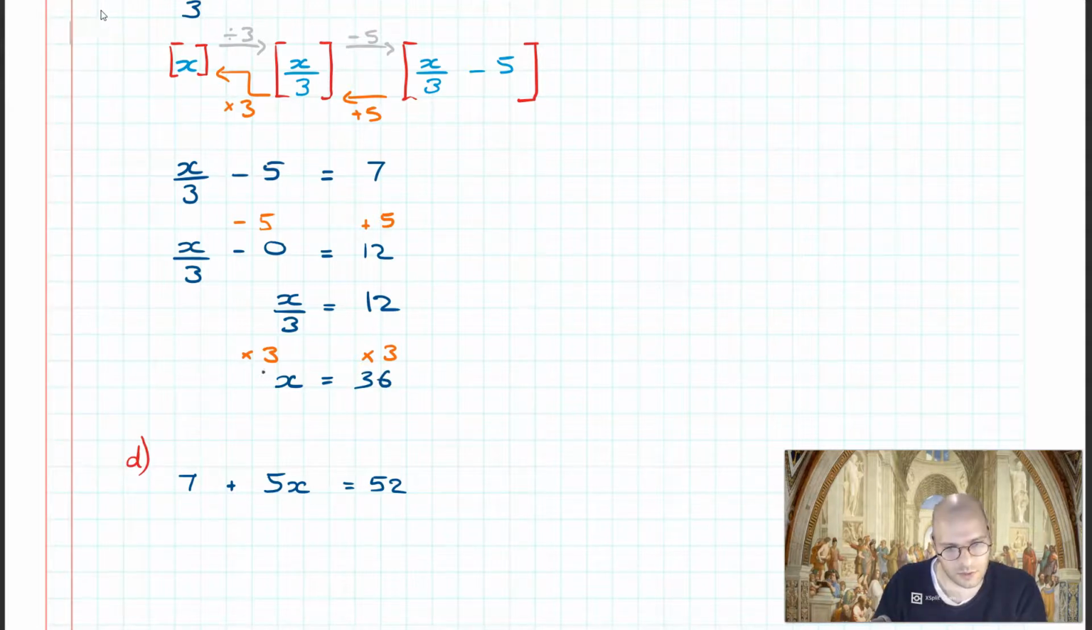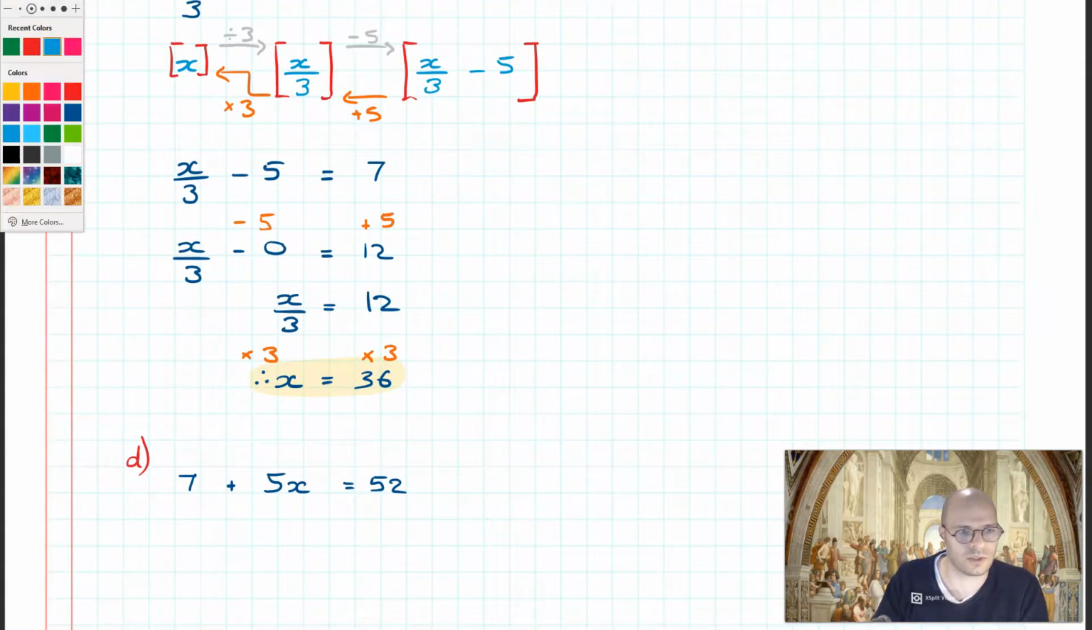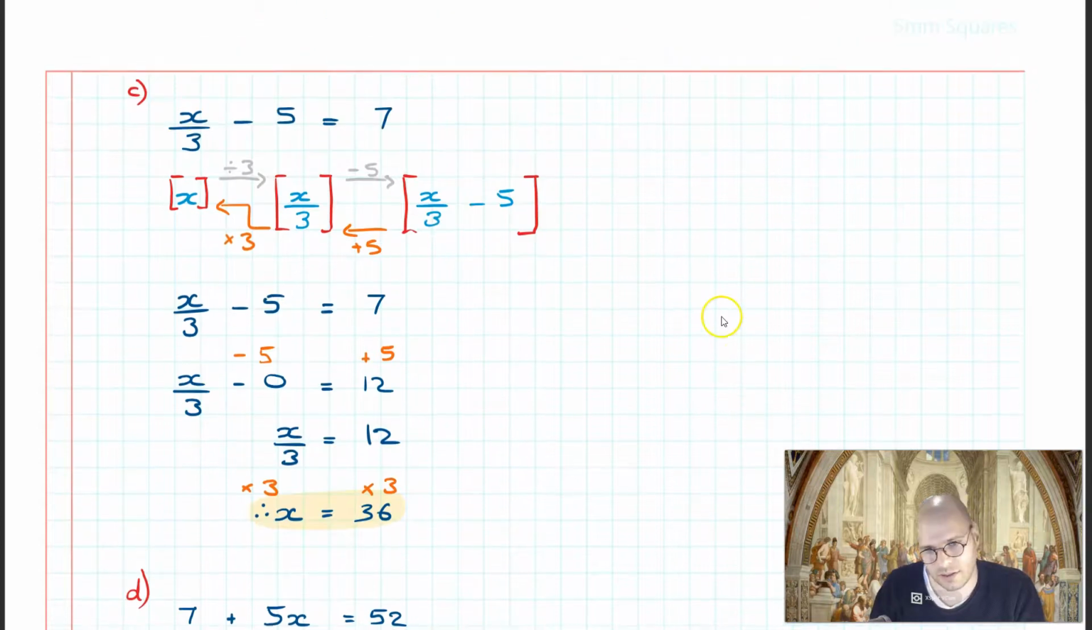So therefore what we can see is that the value for x is... Checking that this is indeed the correct answer, what we can do is we can verify.